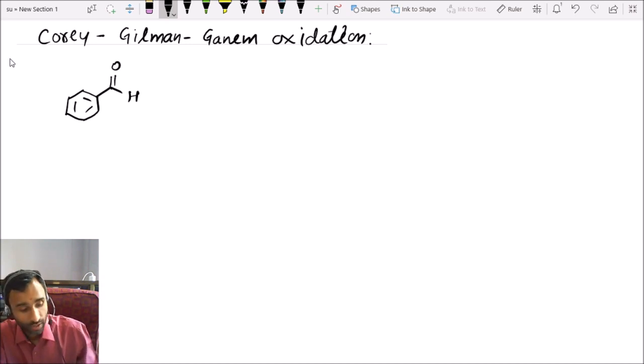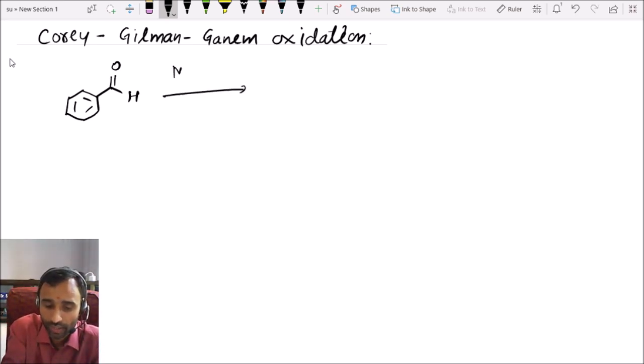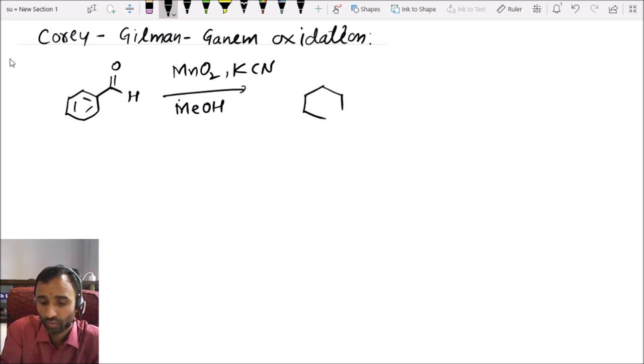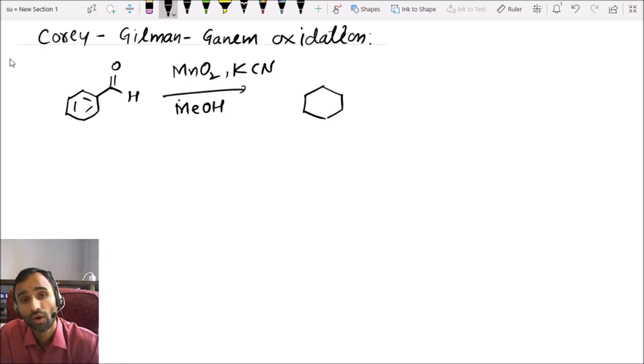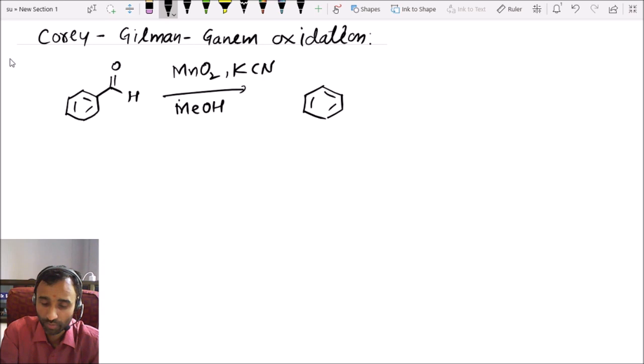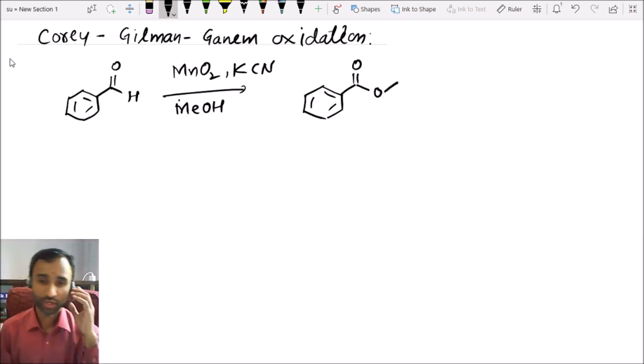Now MnO2 can also be used along with KCN and methyl alcohol to convert a benzylic or alpha beta unsaturated aldehyde into an ester. See, this is the example: C double bond O and this is O like this. So an ester can be formed. Okay, we get the methyl ester.